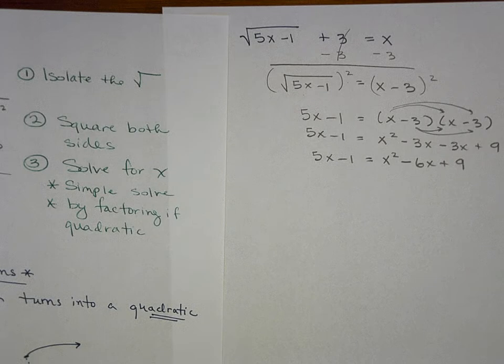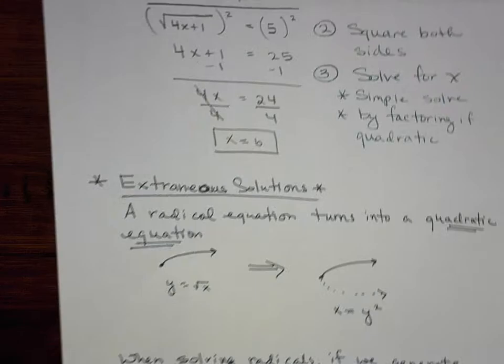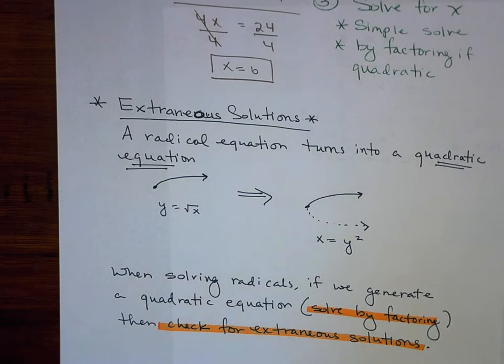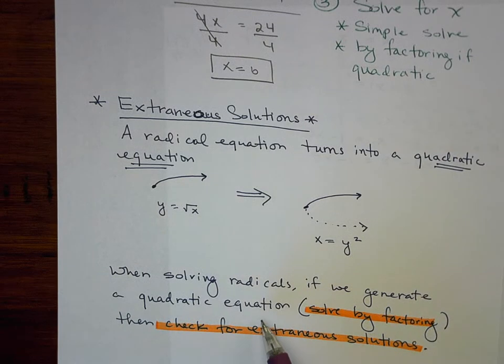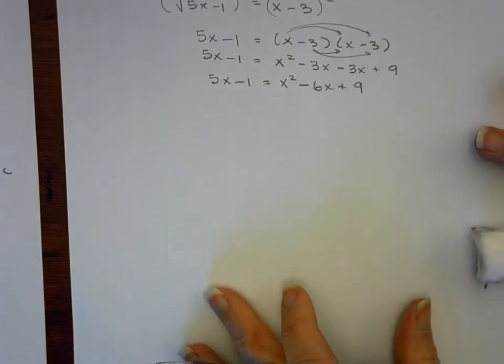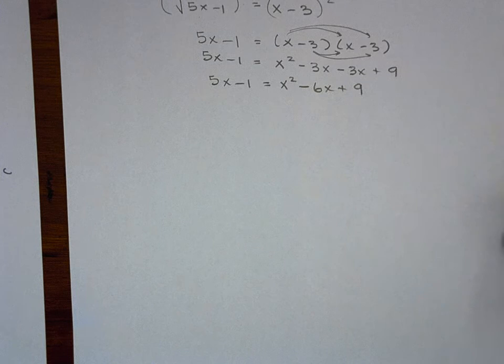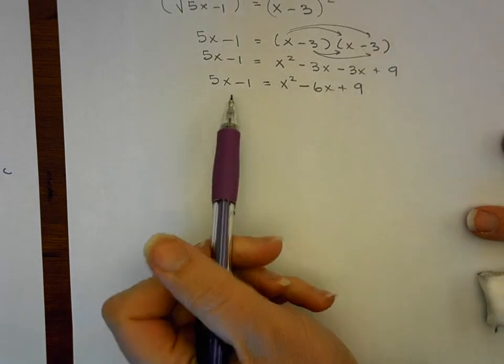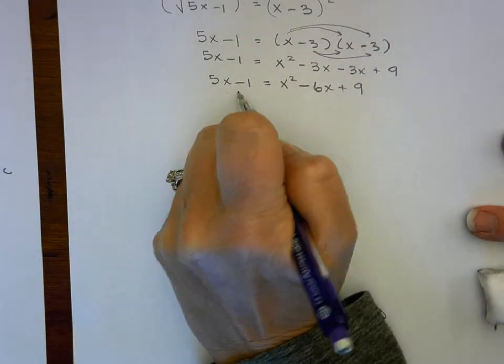Now let's flip to the extraneous solution part. When I'm solving radicals, if we generate a quadratic equation, meaning we have an x squared, meaning we have to solve by factoring, that means we're probably going to have an extraneous solution and I need to find that. One of my 2 answers will not be a correct solution, and will therefore be extraneous. Just to remind you, to solve by factoring, it has to be equal to 0. So I'm going to move these 2 terms over to here. I'm going to add 1.